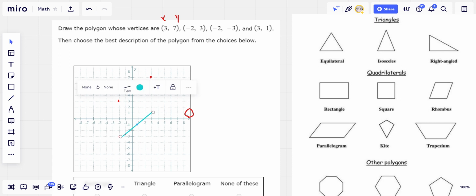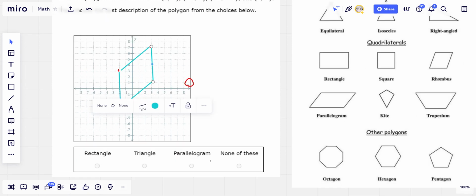So there's 1. There's 1. I think this is going to be a parallelogram. Those 2 lines are parallel. Looks like the other 2 are going to be as well. Yeah, so there it is. Looks to me like a parallelogram.